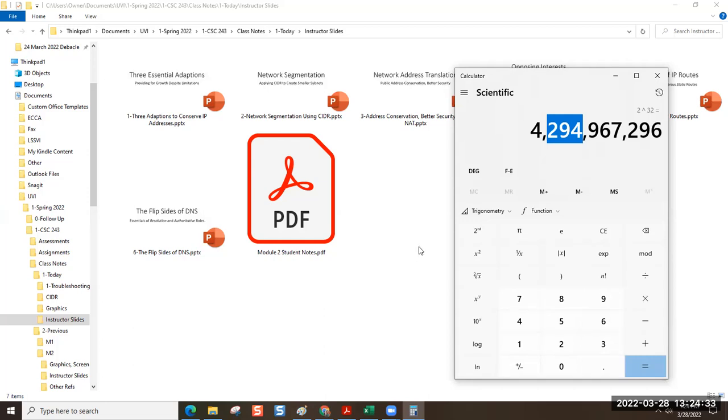127 dot anything is loopback. It's reserved for loopback. 172 dot such and such, that's a class B, smaller private network address. 192.168, those are special exceptions to the full range of addresses. But we have told you that you cannot have a number higher than 255, yes? And network addresses, because of the way binary works, have an 8-bit limitation. So the first octet can never be higher than 255.